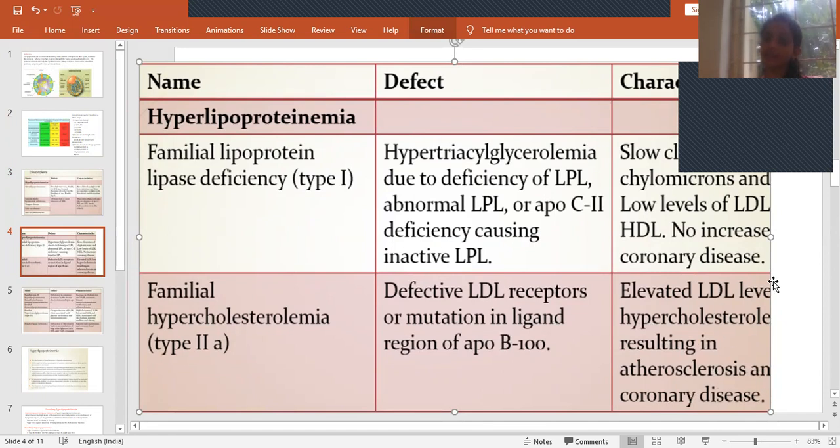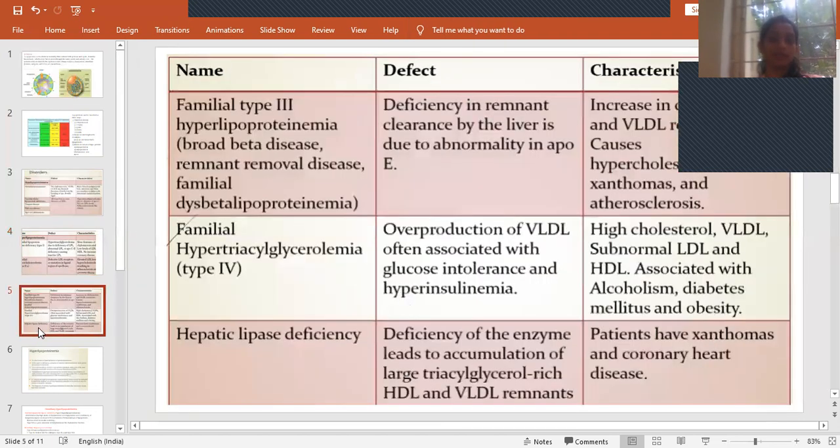So as LDLs are elevated and cholesterol levels are elevated, they get accumulated in the blood vessels, causing atherosclerosis. If there is atherosclerosis, it obviously leads to coronary artery disease, right? So this is type 2A. Whereas in type 1, there is no risk of getting coronary disease. Why? Because there will be a decrease in the levels of LDL and also HDLs. And slow clearance of chylomicrons can be seen in type 1.